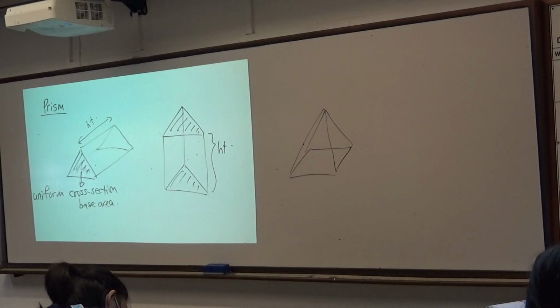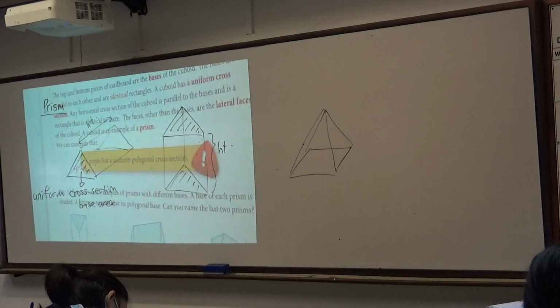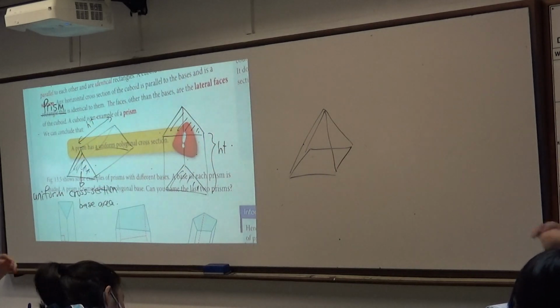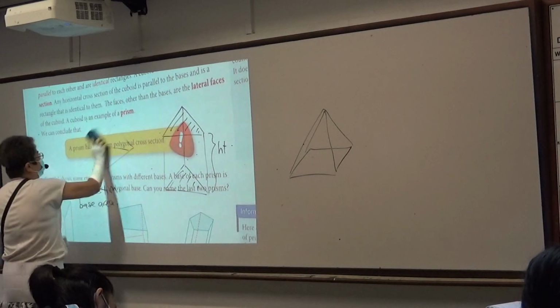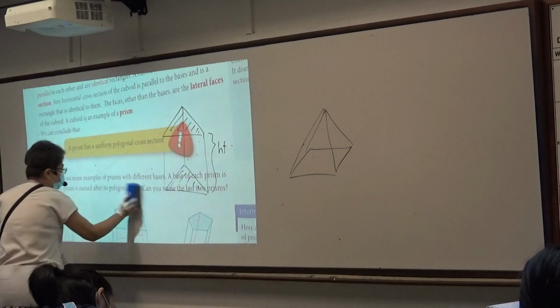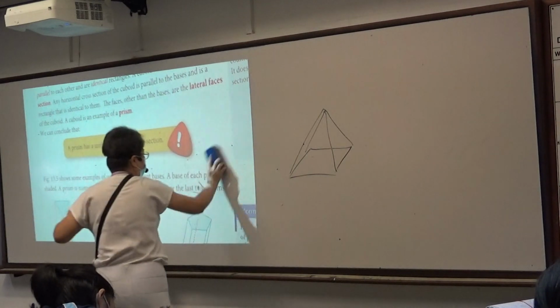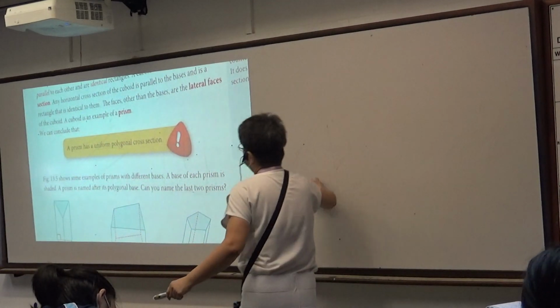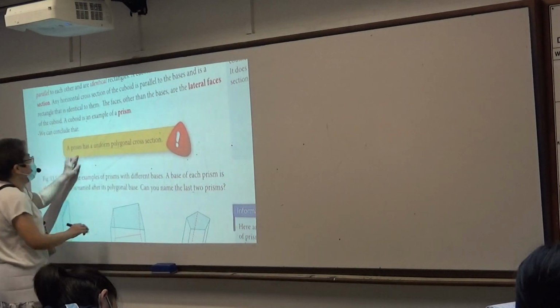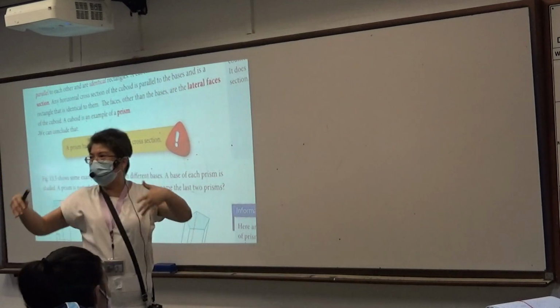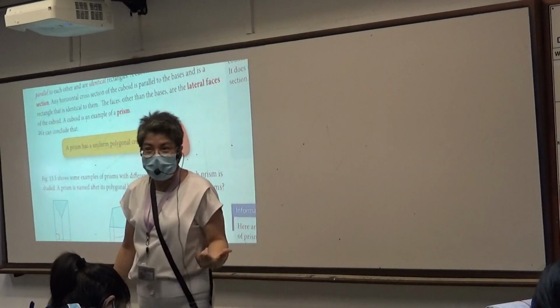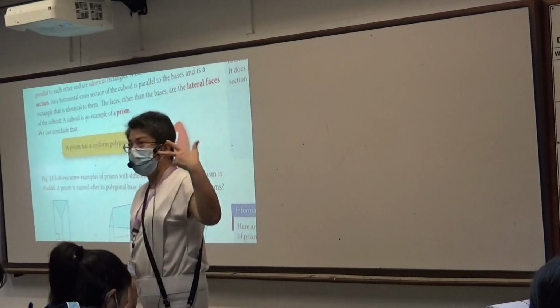Okay? Can you look at page 180? I'm going to go through some definitions here. This one is in the middle of the page. Now, let's take a look at the section here. A prism has a uniform polygonal cross-section. That means the base actually has got to be a polygon. A square, a triangle, a pentagon also can.